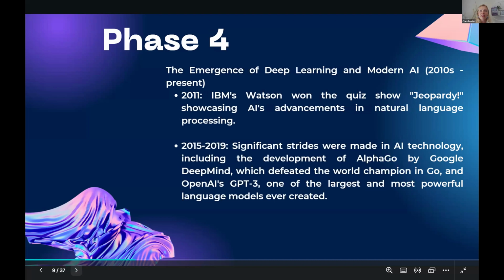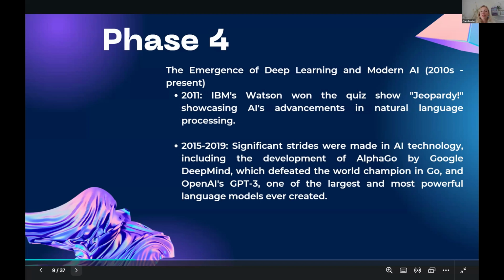Finally, phase four. Now we're starting to see some serious advancements. This was in 2011 when IBM's Watson won the show Jeopardy! We see this because AI is really starting to advance with natural language processing, meaning you can ask it a question in our own language, how we are used to speaking, right? Very casual in our typical vernacular. And AI is able to interpret that and provide a response back in a way that makes sense to you.